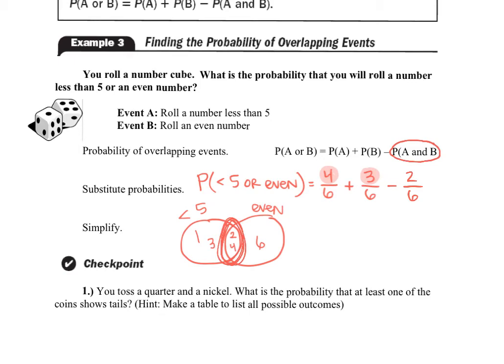And so now I can add and then subtract. And again, I do have to have a common denominator, but I do here. So 4 plus 3 is 7, minus 2 is 5. So that's my final answer, because it's already in simplest form, that there is a 5 out of 6 chance that you will get a number less than 5 or that is even. In other words, 5 is the only one that couldn't be in either event. So that's the key with overlapping, is that you add the two events, but then you subtract whatever the overlap is, or how many outcomes overlap.